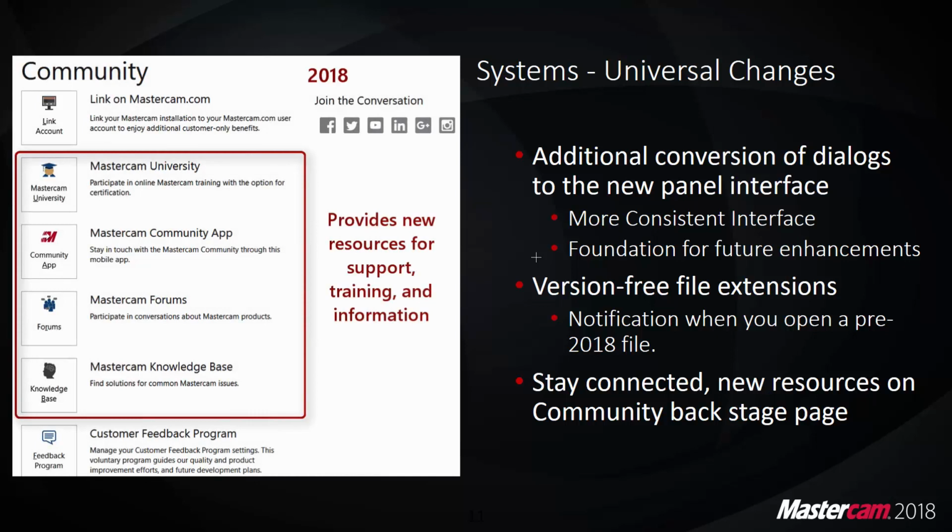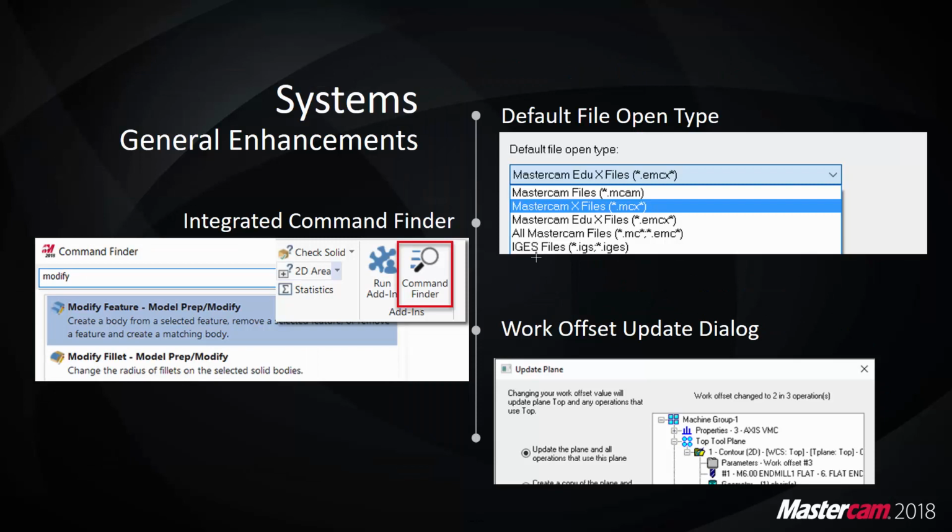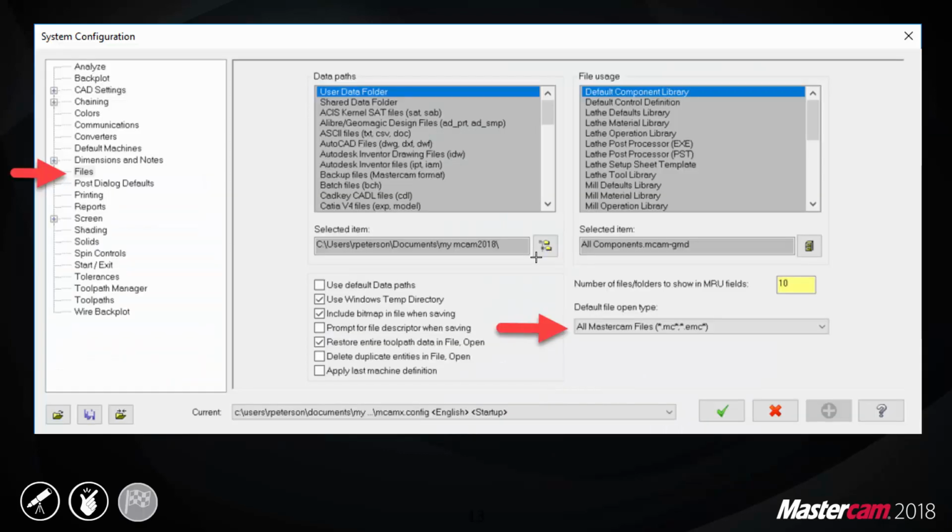Also, in the community section, you have direct access to the knowledge base, Mastercam user forums, as well as the community app and Mastercam U. In 2018, we can set a default file open type other than Mastercam. We'll take a look at the integrated command finder for 2018, as well as look at the new work offset update dialog.